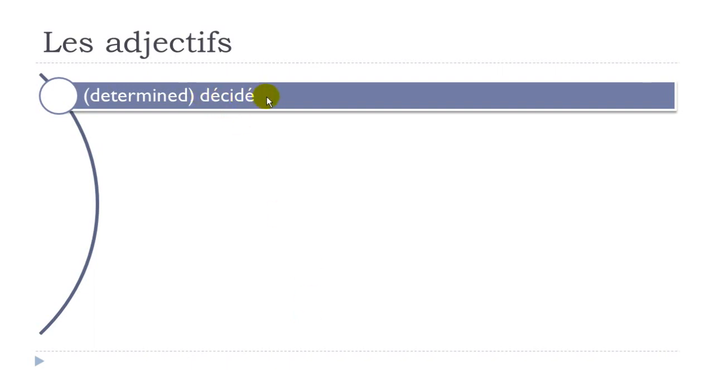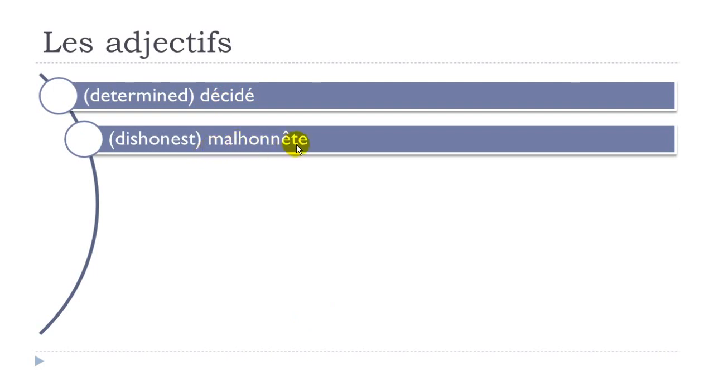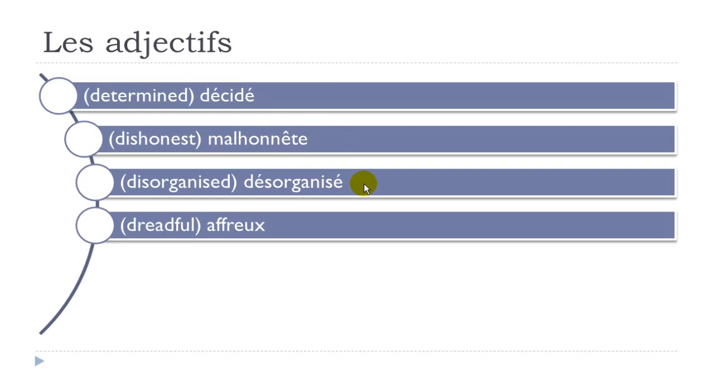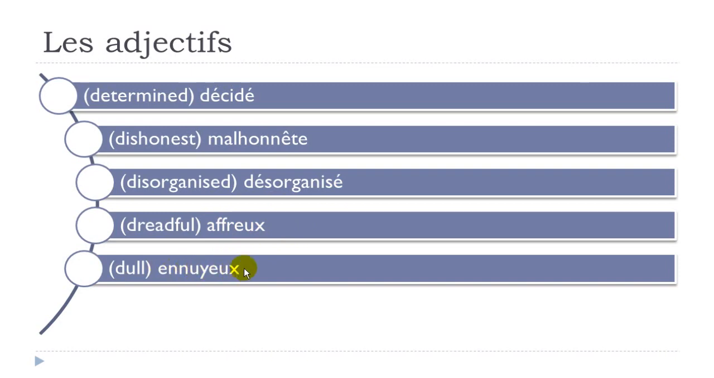Décider. Malhonnête. Okay, remember H doesn't exist, so malhonnête. Don't insist on the final E. Malhonnête. And here you get accent circonflexe, so you pronounce it like E. Malhonnête. Désorganisé. Affreux. Final X not pronounced. And then you get this fr, freux, affreux. Ennuyeux. Okay, final X not pronounced, and then ennuyeux.